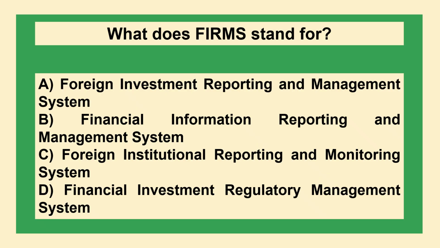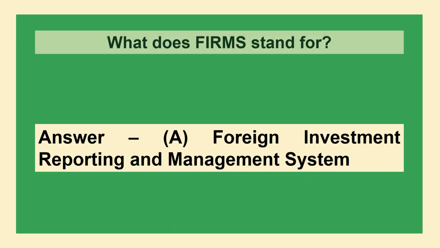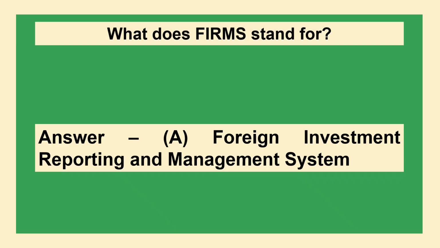What does FIRMS stand for? Option A, Foreign Investment Reporting and Management System. Option B, Financial Information Reporting and Management System. Option C, Foreign Institutional Reporting and Monitoring System. Option D, Financial Investment Regulatory Management System. The answer is option A, Foreign Investment Reporting and Management System.